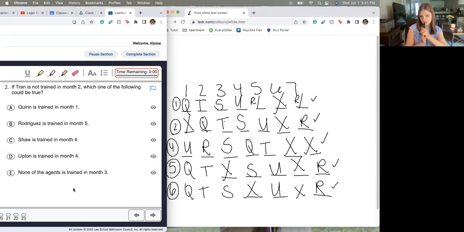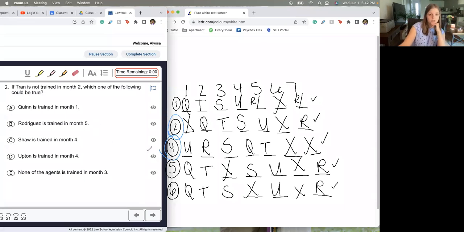Anyone have an answer choice they like? Okay. Well, let's go through all of them. So first off, it's an if question. So it's only restricting us to the worlds where T is not in the second month. So the first thing we need to do is figure out which worlds T is not in our second month. And so that leaves us with world number 2 and world number 4. So these are the only 2 diagrams that we can use to answer this question.